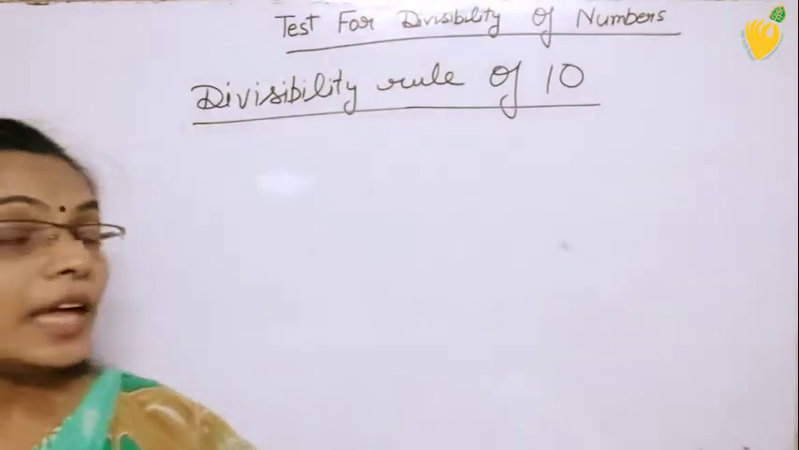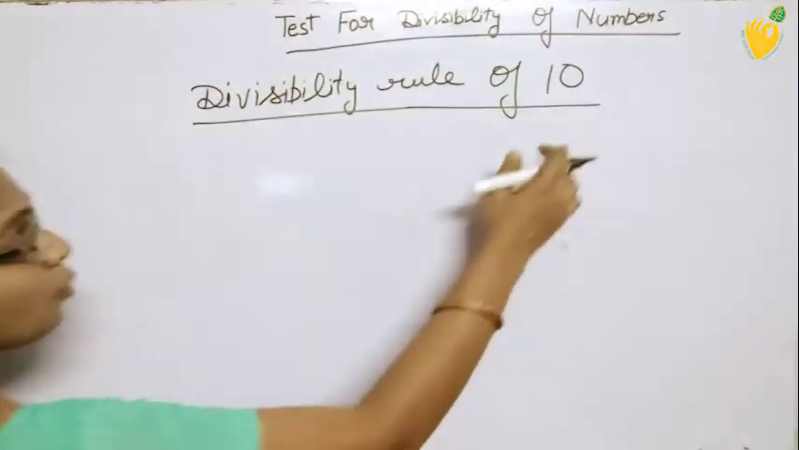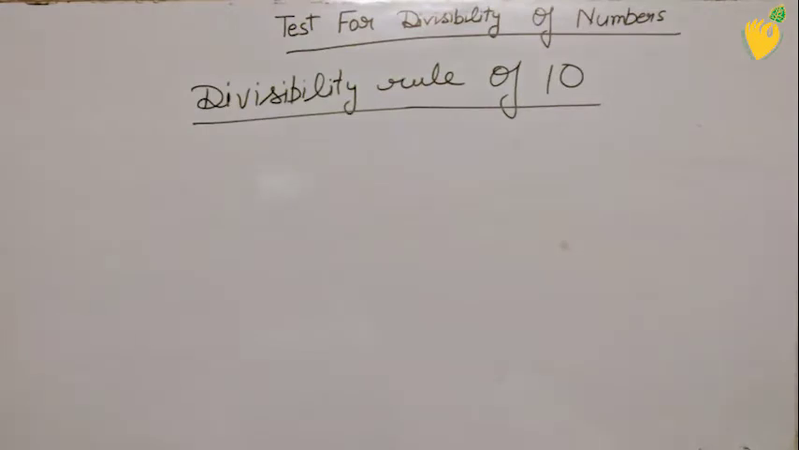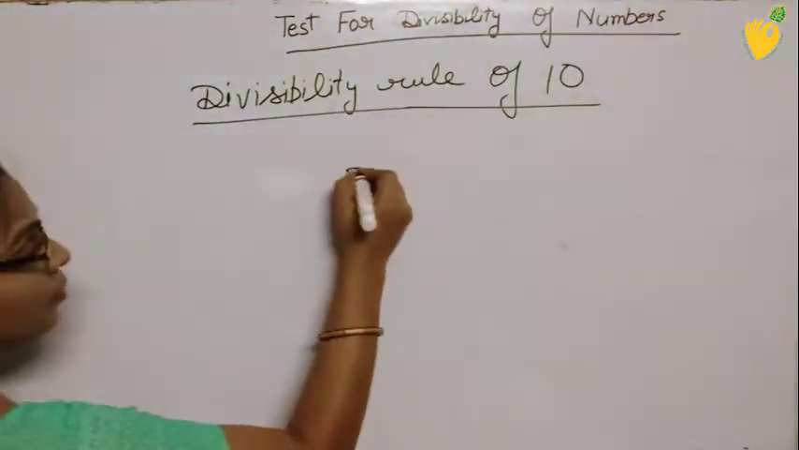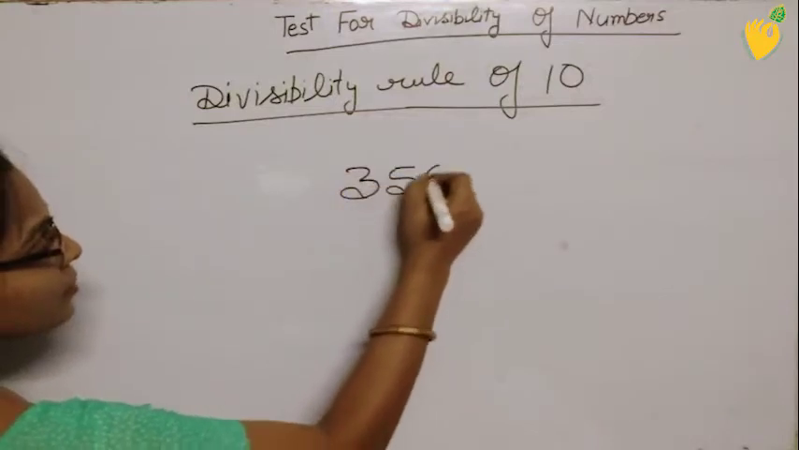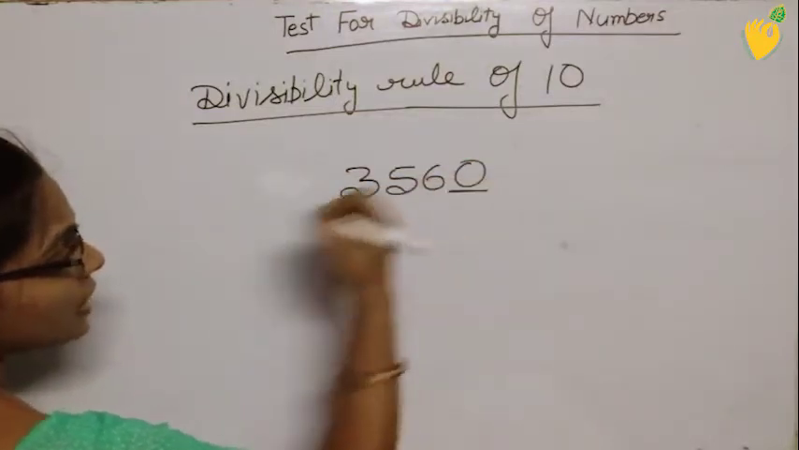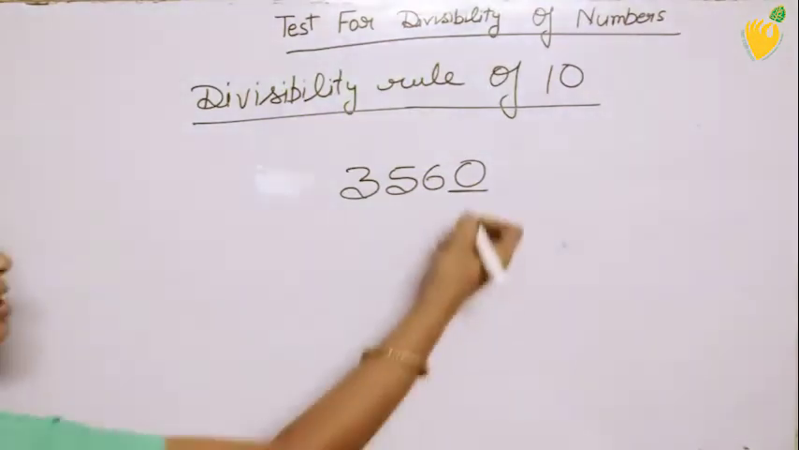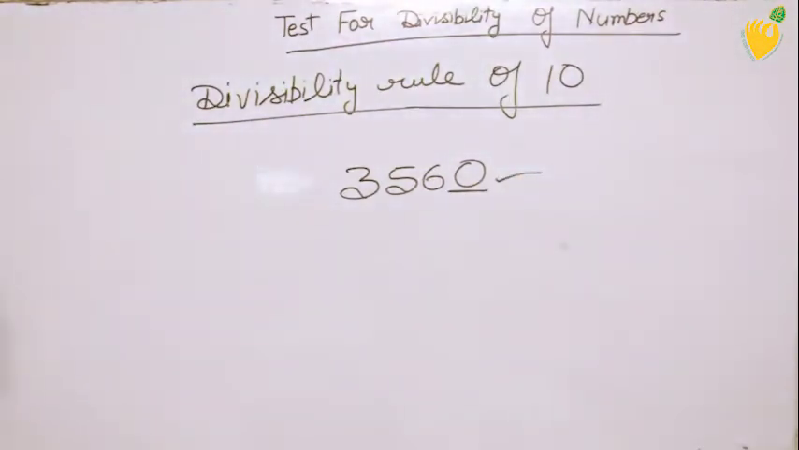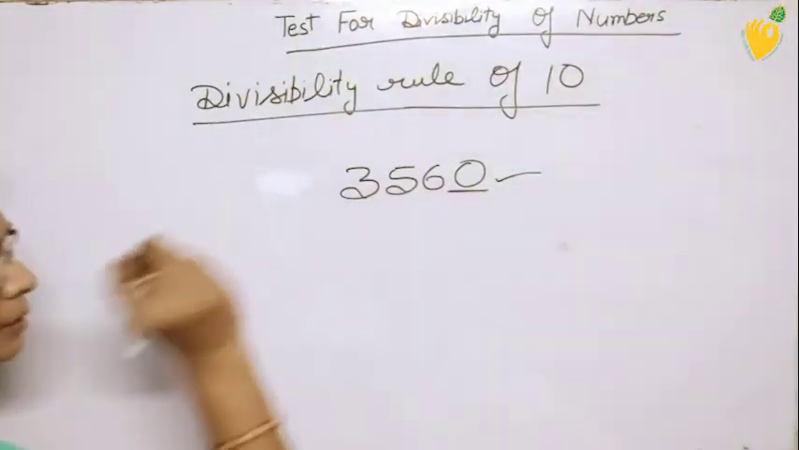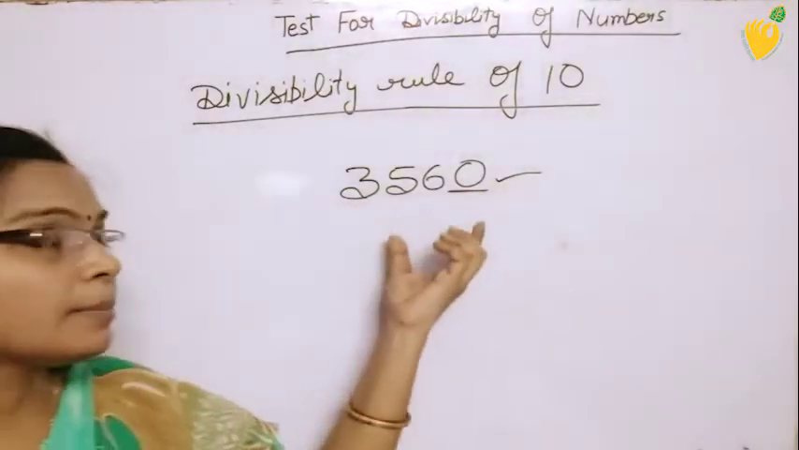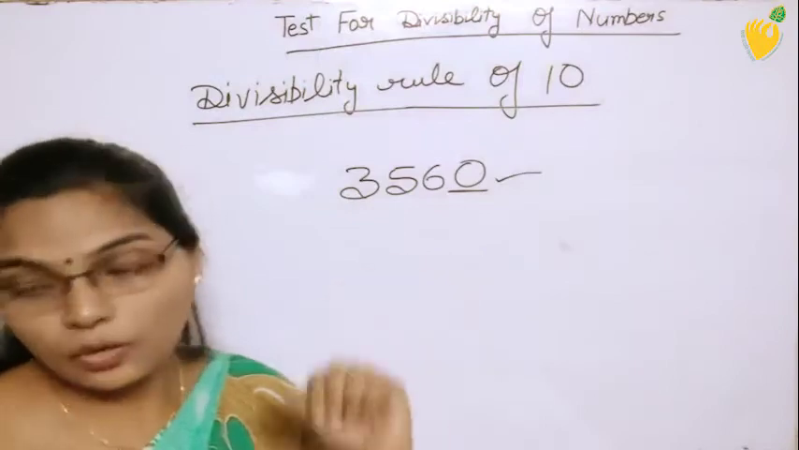Divisibility rule of 10. Any number is divisible by 10 only and only when the unit digit is 0. Suppose 3, 5, 6, 0. What is the digit at the unit place, students? It is 0. Then this number is divisible by 10. You have to check the unit digit. It must be 0. If it is 0, then it is simply divisible by 10. Otherwise not.